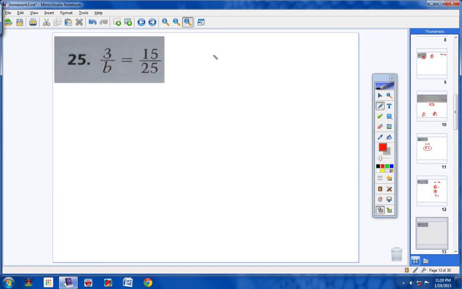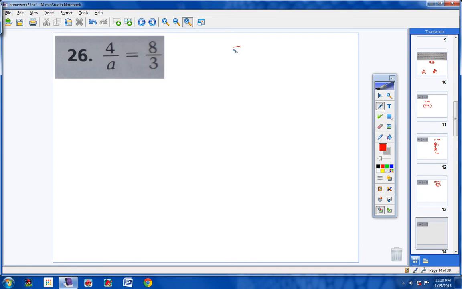Okay, number 25. Cross multiply. 15 times b is 15b. 3 times 25 is 75. Alright? So divide both sides by 15, and b equals 5. Okay? B equals 5.